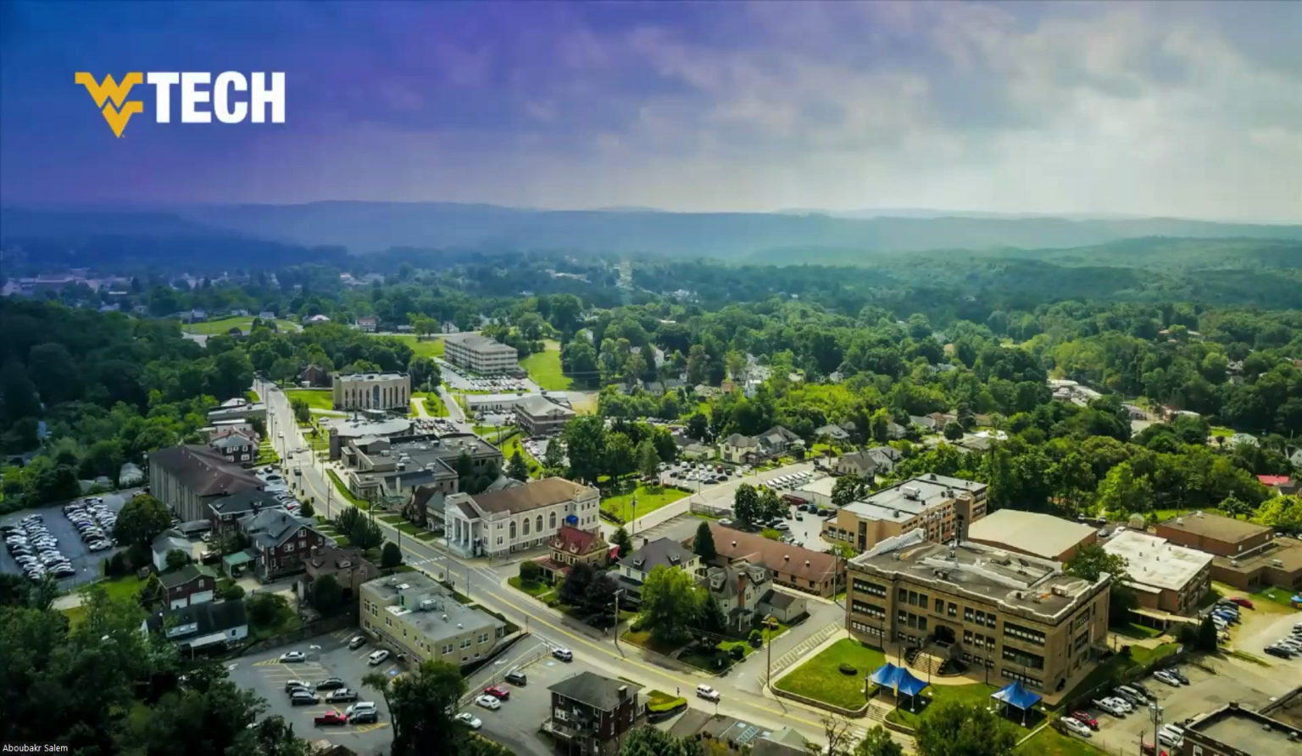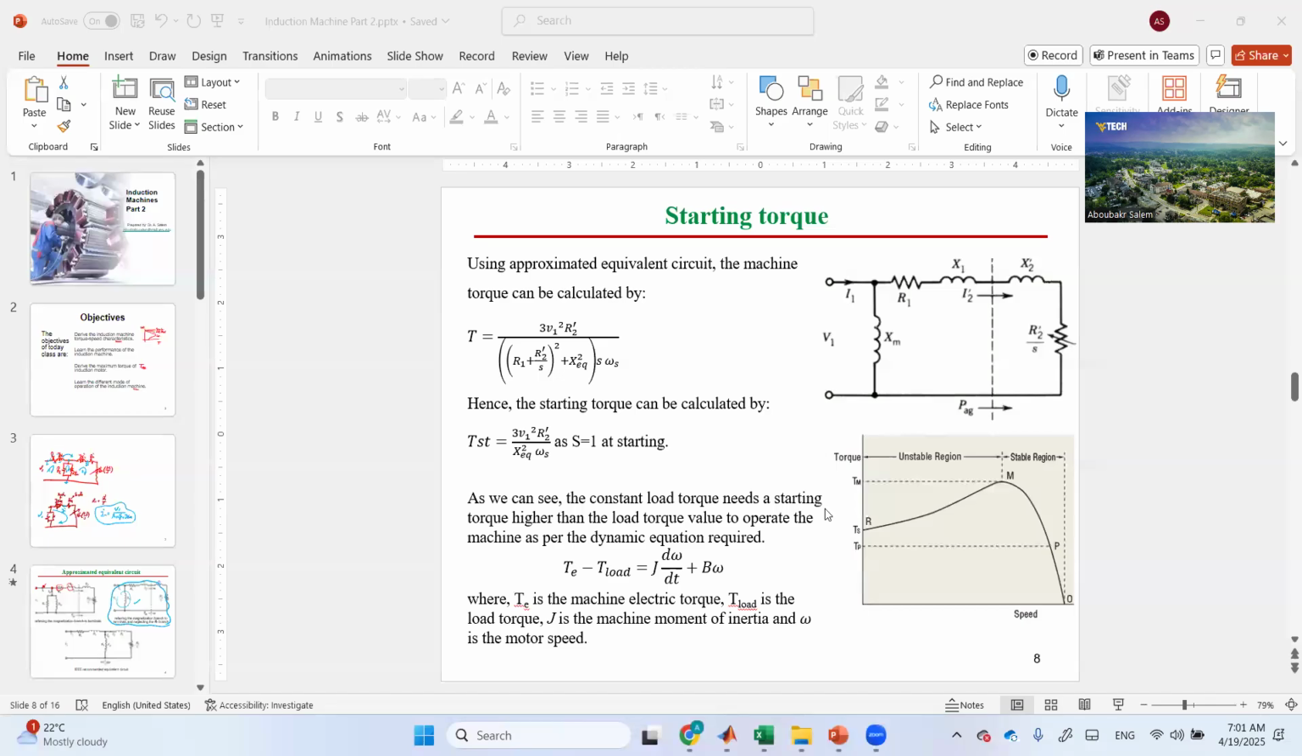Hi everyone. Today we will continue discussing together the topics of the induction motor. We had 3 sessions before. This is the 4th session on the induction motor. In the last session, we stopped at this slide here.